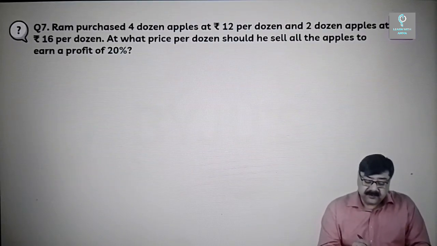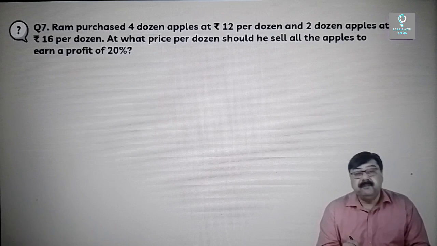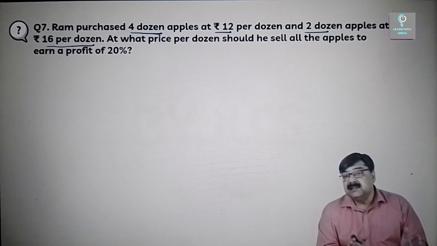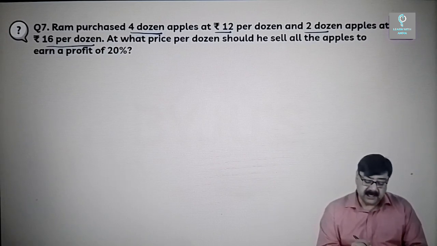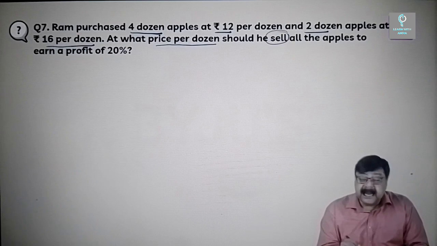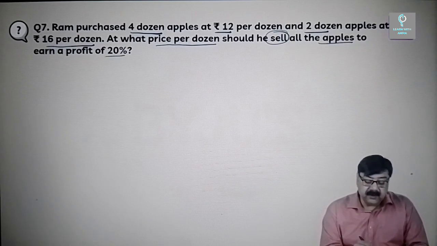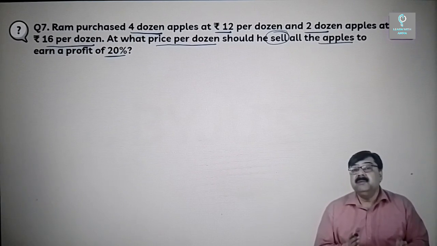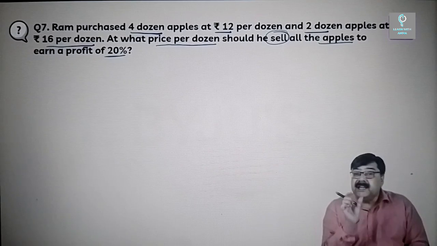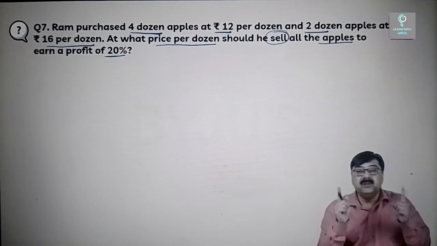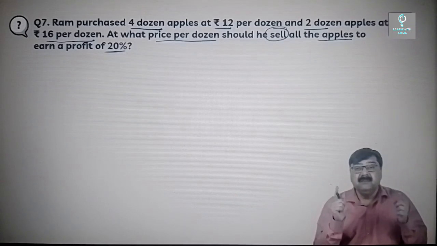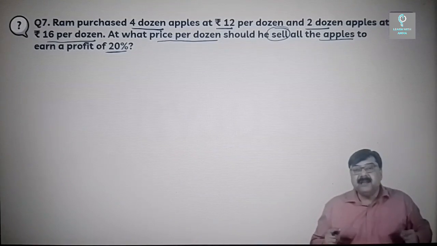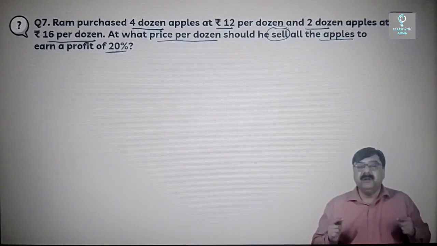Now Ram purchased 4 dozen apples at rupees 12 per dozen and 2 dozen apples at rupees 16 per dozen. So cost price of 2 types of apples is already mentioned to us here. At what price per dozen should he sell all the apples to earn a profit of 20%? Again, we need to find out the average cost. We are not able to use cross rule here because we need the in-between value. We can have the two values here on the right and left top side, but then we have to have a value which is the average cost of the mixture in between. Then by cross rule, we will find out the ratio between the quantities.